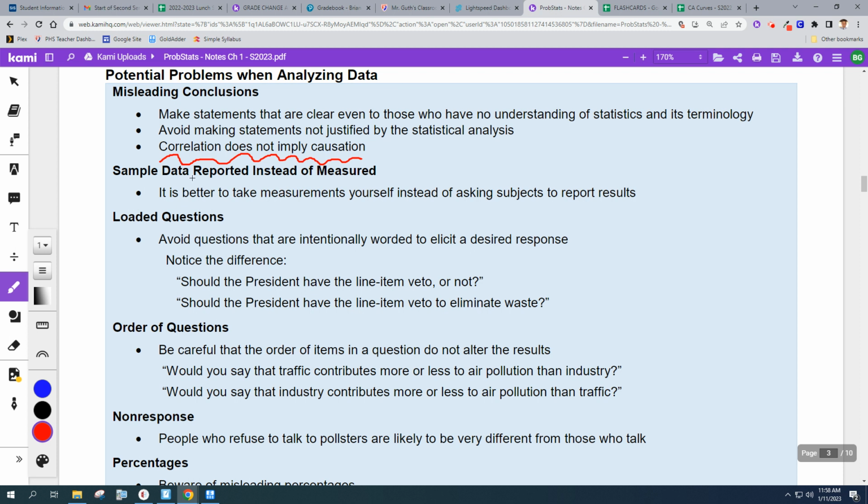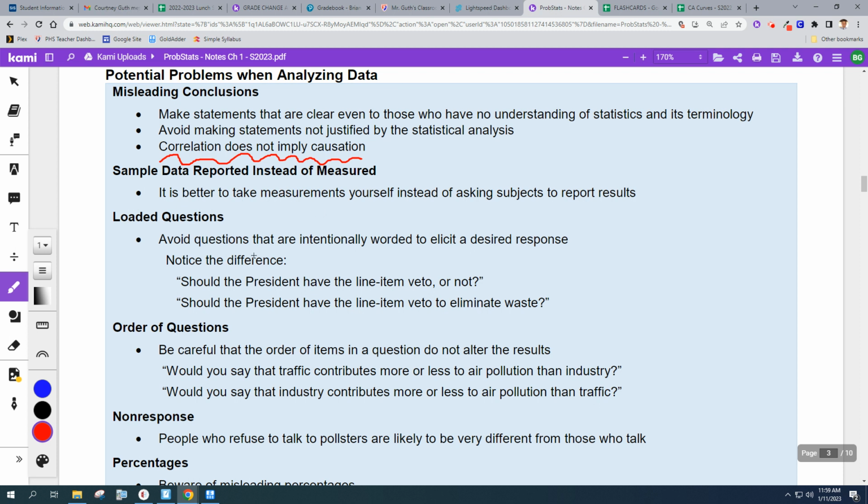Sample data reported instead of measured. It says it's better to take measurements yourself instead of asking. Imagine if you went out and you were taking a survey and your poll question was, what is your weight? You might imagine that some people are going to lie about that and not give you accurate results, or maybe they just don't know. So it's better to take measurements yourself.